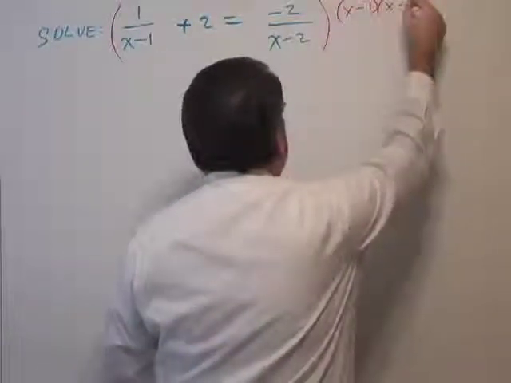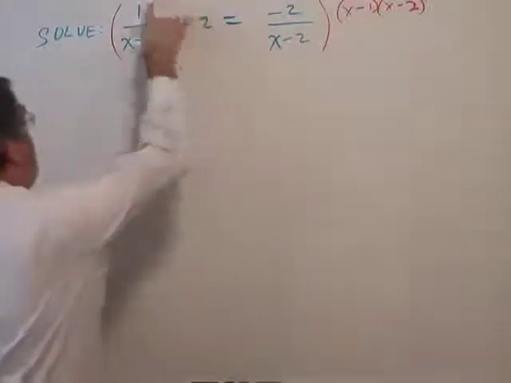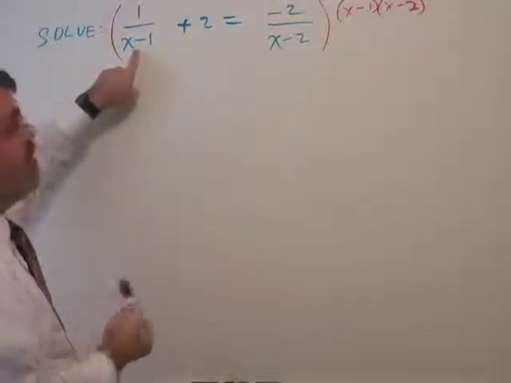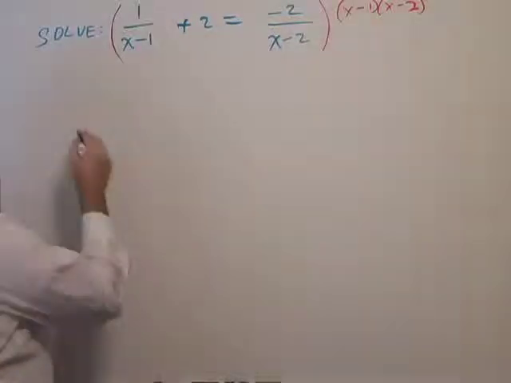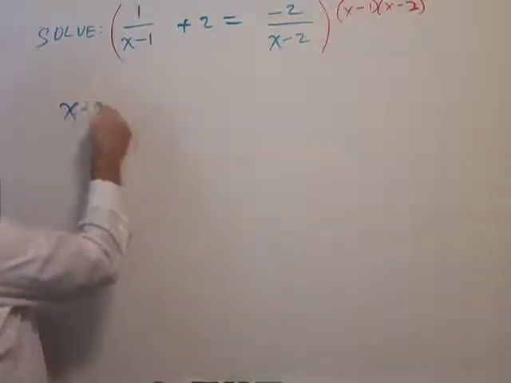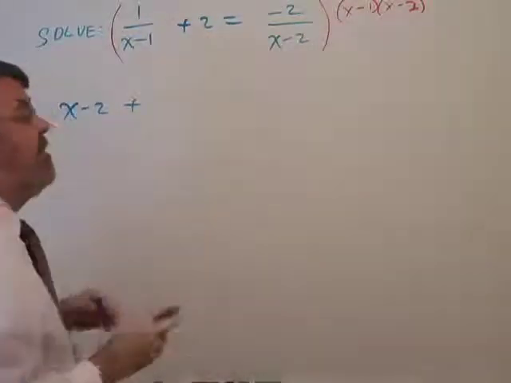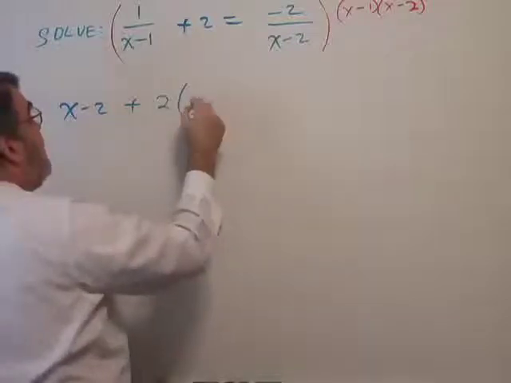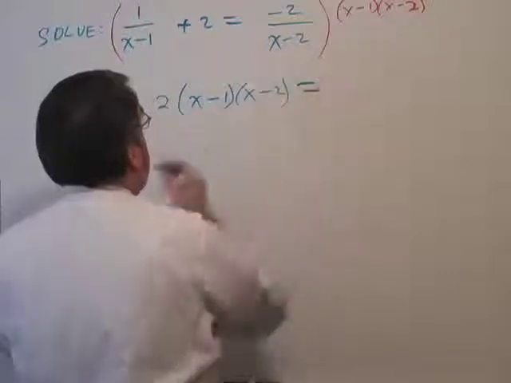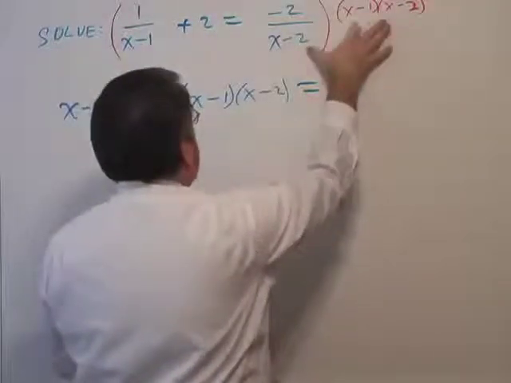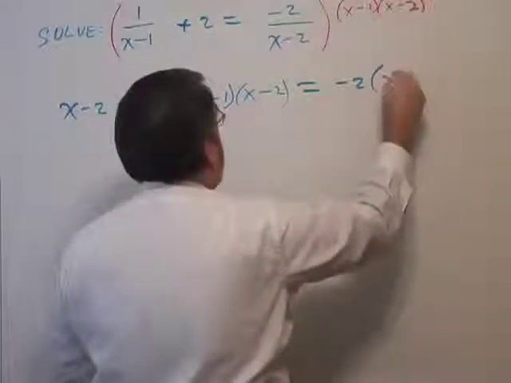And this will clear the fractions. So when I multiply this by the first part, the x minus 1's will cancel, leaving 1 times x minus 2. So that's just going to be x minus 2, plus, and then when I multiply this times the number 2, I have 2 parentheses, x minus 1, x minus 2. And then finally over here, the x minus 2 will cancel this x minus 2, leaving negative 2 times this term, x minus 1.